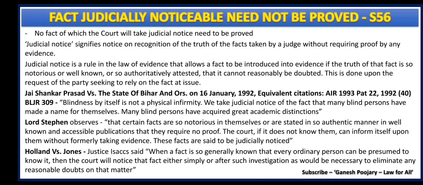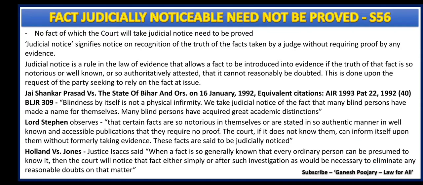I have given 2 definitions here. The first one says judicial notice signifies notice or recognition of the truth of the facts taken by a judge without requiring proof by any evidence. That means there is a discussion of a truth and there is a particular aspect to be recognized by the court, and the judge sitting in the court will not ask anything to believe such fact, or he is not asking the advocate to give any kind of proof. That is called judicial notice.